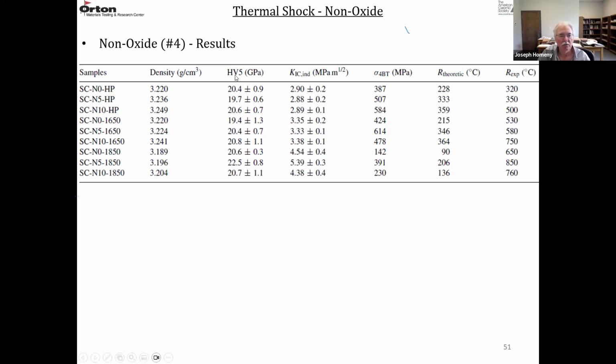This is the hardness, the Vickers hardness in gigapascals. They're all about 20, 21. They're all the same hardness. You would expect that. They're all basically silicon carbide.